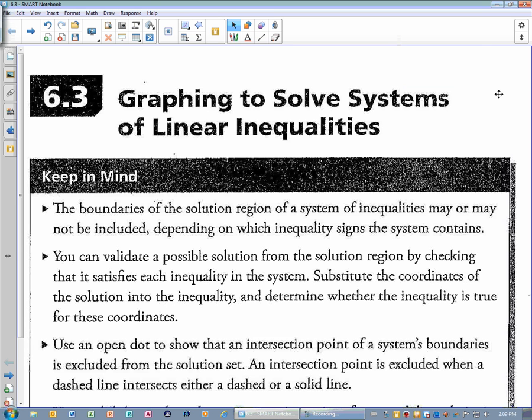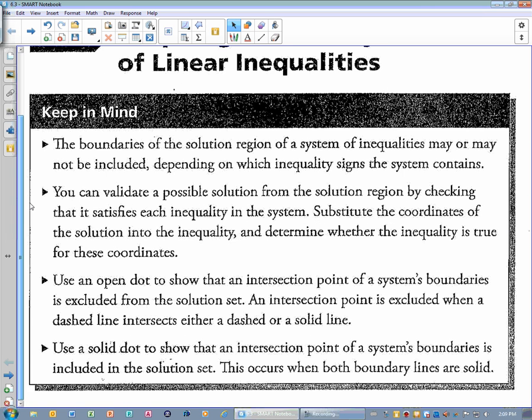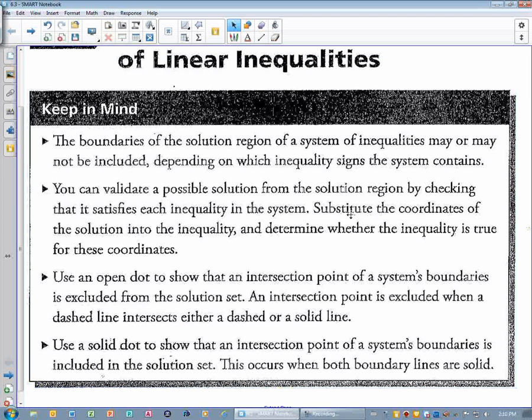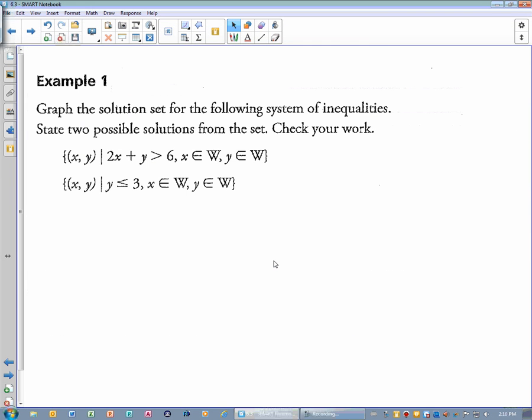Okay, so 6.3 is about graphing to solve systems of linear inequalities. I'm not going to read this section out to you because it's actually not going to be that helpful until we graph a few things. You may want to refer back to these notes because they're the details about what I'm doing, but I think for this example it would be better just to get to the first example, okay?